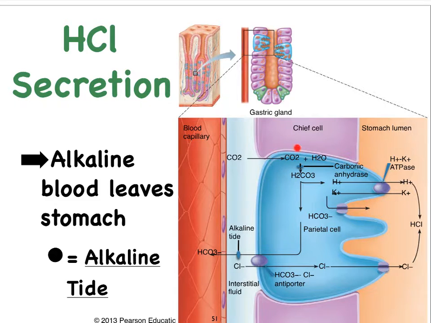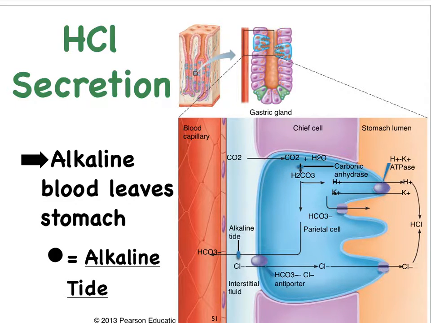Recall that when carbon dioxide and water combine, often with the help of an enzyme called carbonic anhydrase, which we see being present in our parietal cell, we can form carbonic acid, and that can quickly dissociate then into bicarbonate ions as well as hydrogen ions. And let's stop there for a moment.